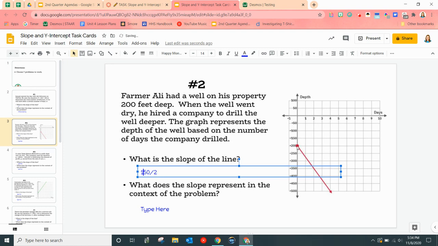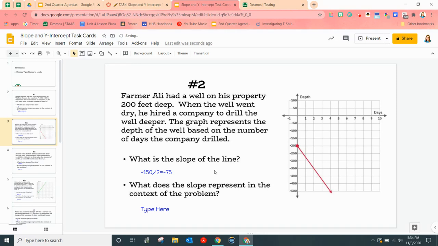Now we're going to come back and say, okay, is this line a positive or negative slope? It's going down, right? Because the depth of our well is going down. So it's got to be negative. Well, negative 150 divided by 2 is negative 75. So the slope of this line is negative 75.